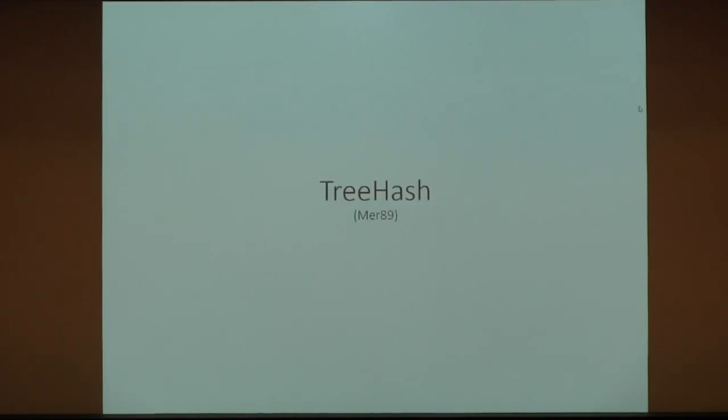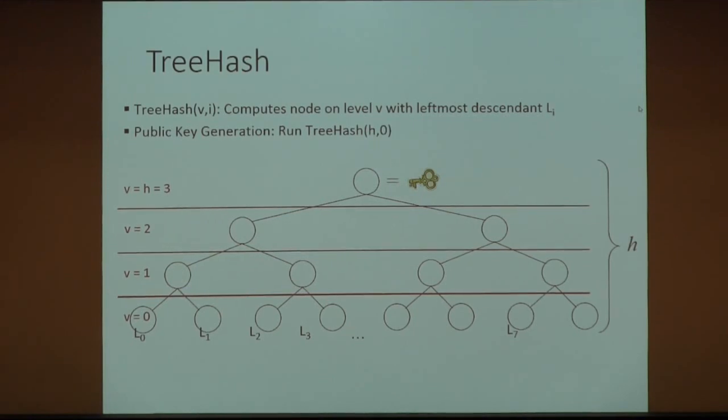And this works as follows. So Merkle, in his original paper, which appeared in '89 but I think was written in '78 or '79, proposed an algorithm called TreeHash. And TreeHash takes a tree height and a start index, and then it computes the node on level v whose leftmost descendant is the leaf Li. So for public key generation, you can run TreeHash with h and 0, and then it builds you the whole tree.